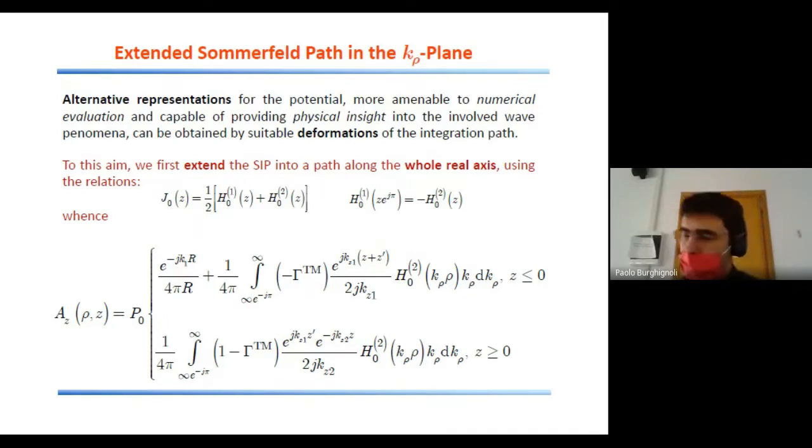But since it's 10 minutes to 11, I think this is a good time to make a break. So let's stop here before addressing those integral representations. And let us make a 15 minutes break. So let's come back here at 5 minutes after 11. Okay. So see you later.